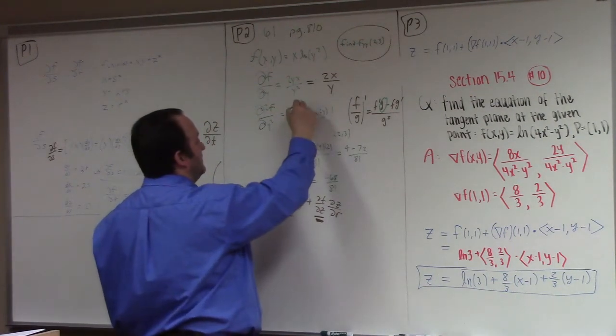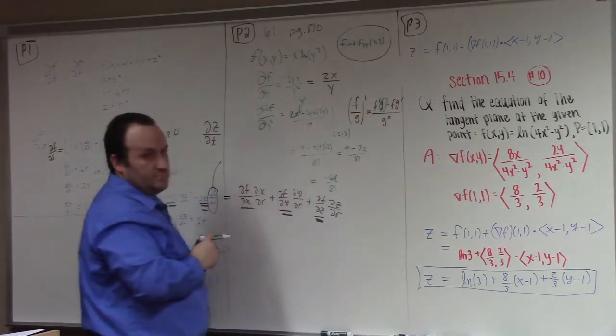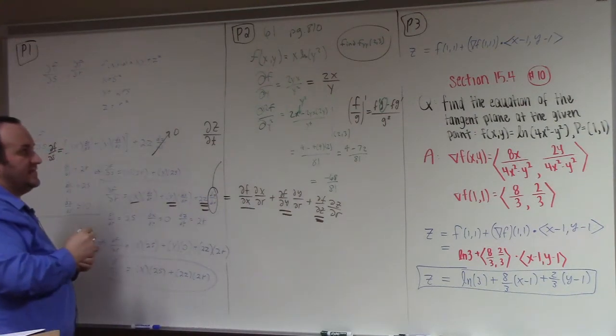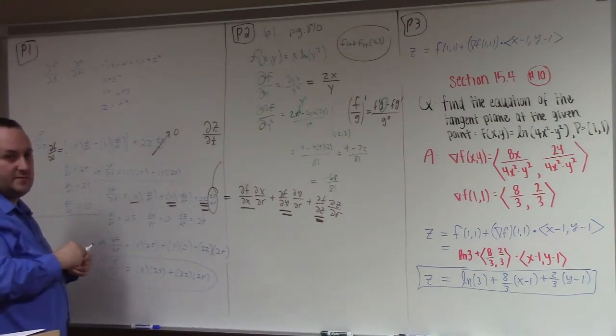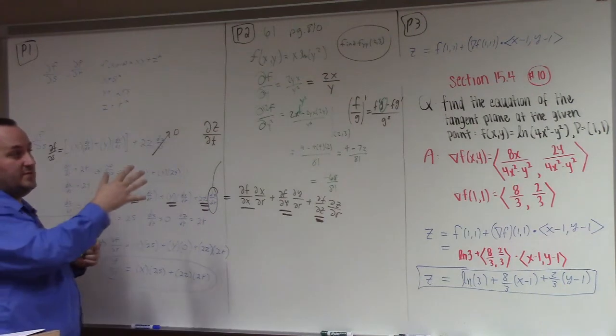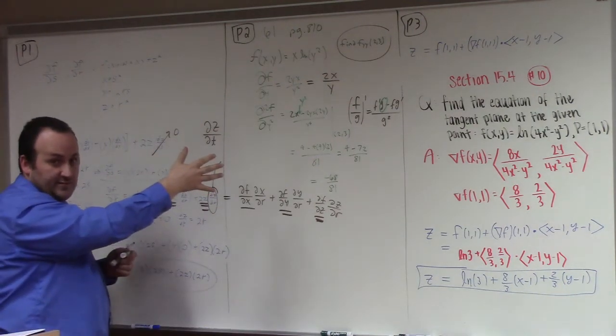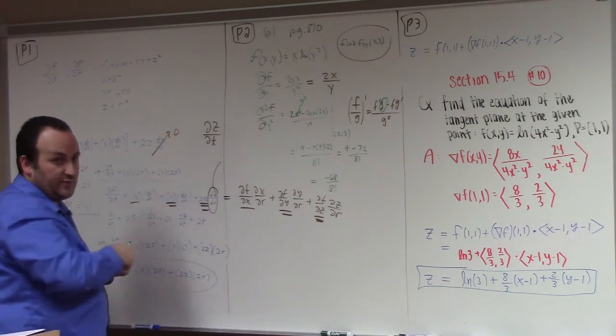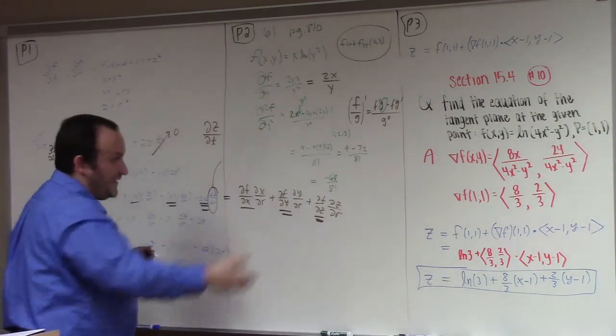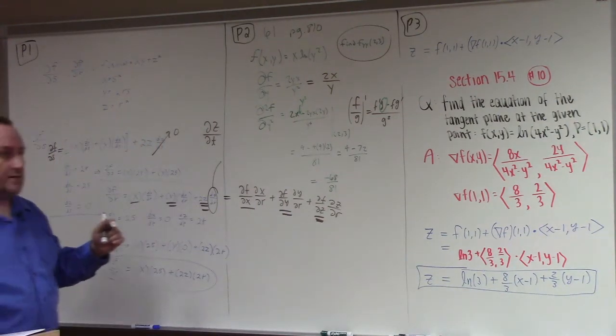Y squared, yeah. So that's gonna ruin what follows. So sorry, but the idea was right here. Just there's a mistake in the quotient rule. The idea of plugging in the point looks good to me. Let me fix it.